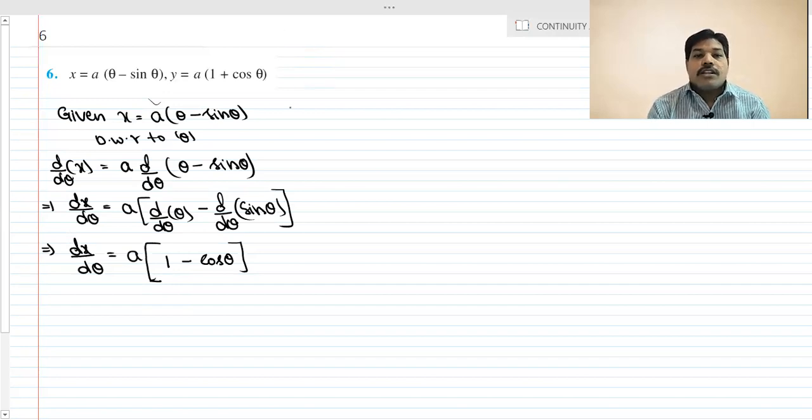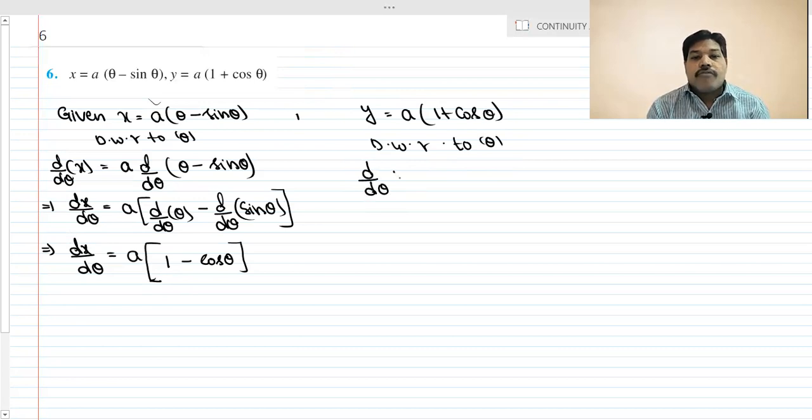Similarly, what is the y value, students? Here y is equal to a into 1 plus cos theta. Here also we differentiate with respect to theta. So that is the derivative of y with respect to theta, which is equal to a, a constant, so you can take it out, into the derivative of 1 plus cos theta.